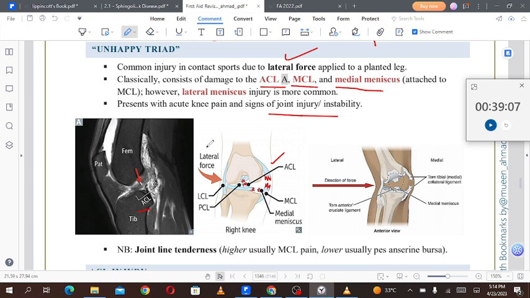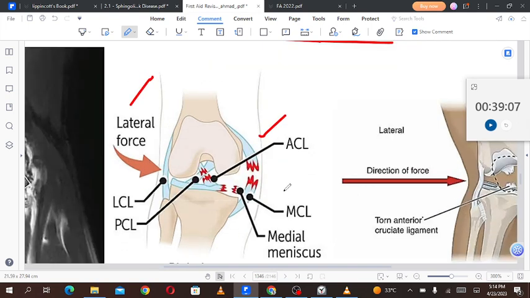So here you can see that whenever there is lateral force, the lateral collateral ligament is in place. The posterior cruciate ligament is also intact. The damage is to the anterior cruciate ligament, this one, which resists the anterior dislocation of the femur. So now the femur can be dislocated anteriorly. Okay, so the anterior dislocation of the knee joint. Remember that.